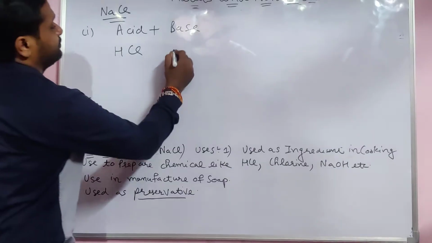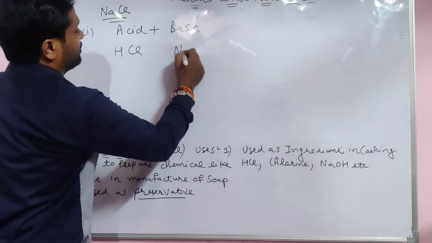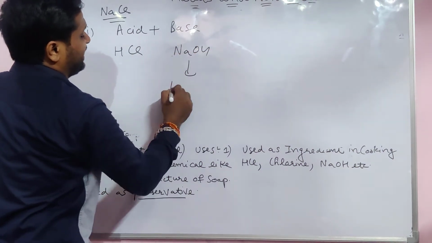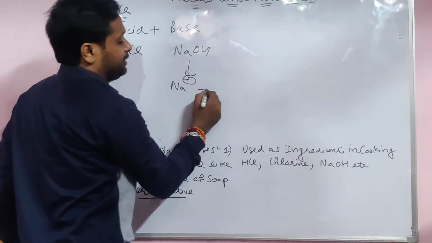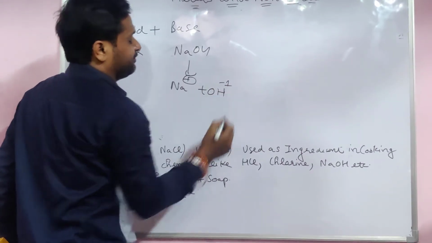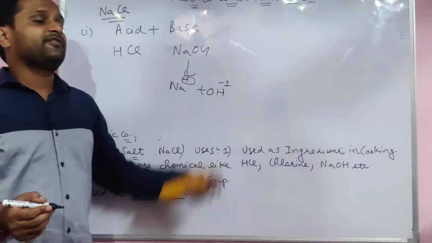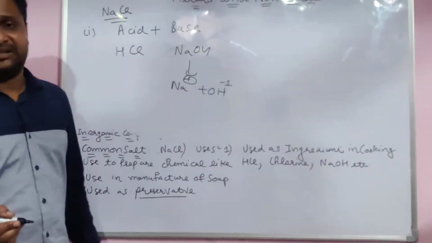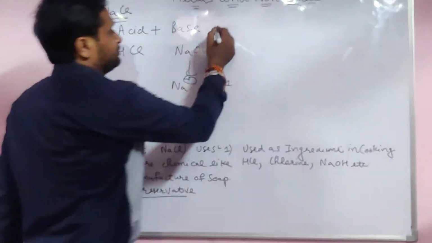What is a base? For example, NaOH. When NaOH breaks in water, it is converted into ions, and that gives OH negative. Which one gives OH negative? That is called a base.